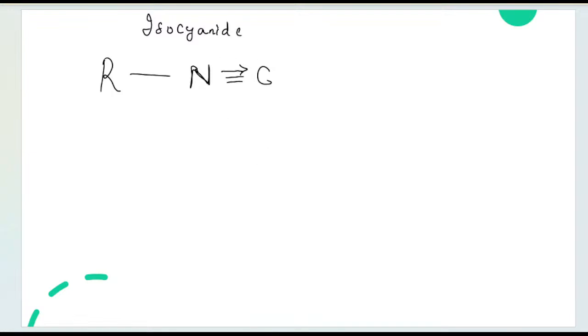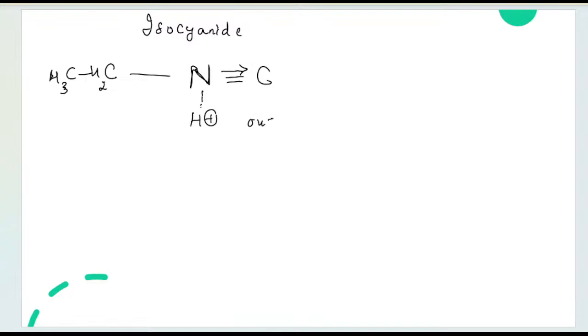Simply, let me use the CH3 because we are discussing ethyl isocyanide. So let me add one more CH2 and a CH3 there. Think about it again: if I'm adding water there, this time H positive and this is OH negative. So H positive attacks here.